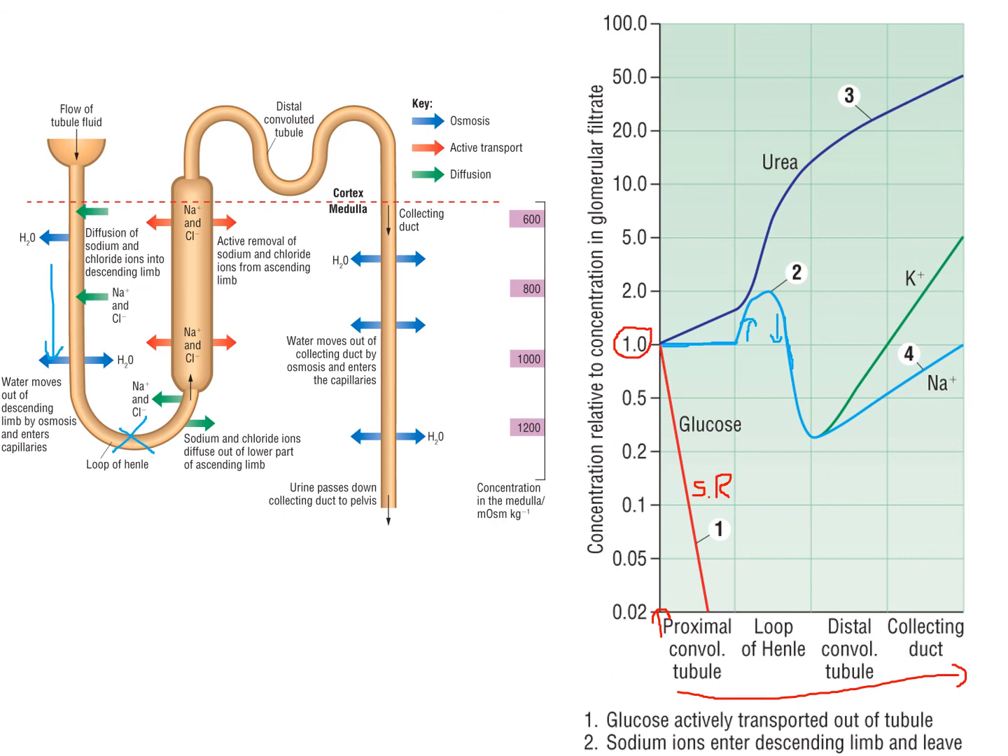You can see the lowest point is here, which is where the colours change. The lowest point is at the top of the ascending limb, so that's where you stop pumping it out. Then, because water is continuing to be removed, all of this is just due to water removal, the concentration of sodium slowly increases because we're removing water in the last few stages.